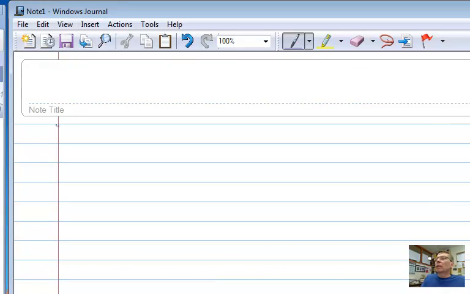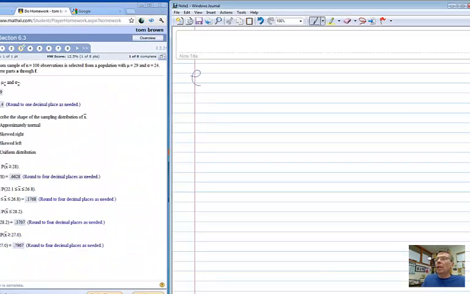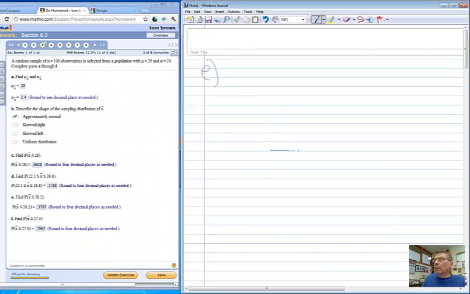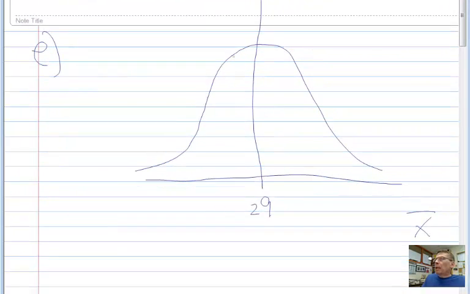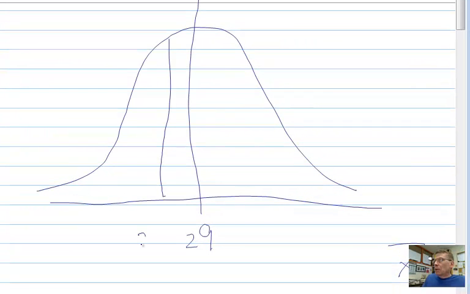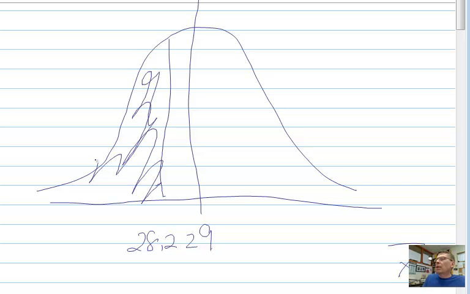Okay. All right, let's go to E. So again, the first thing that we're going to do is draw a picture here. We like pictures in this class, right? Again, the value is 29, and this is the X bar world. And we want to know what's the probability that X bar is less than 28.2. So we want to know how much area is over here.